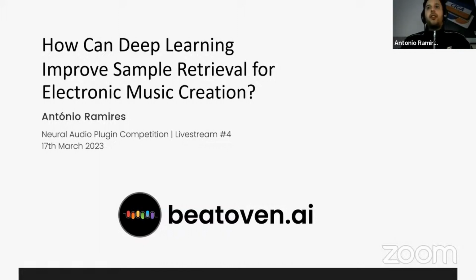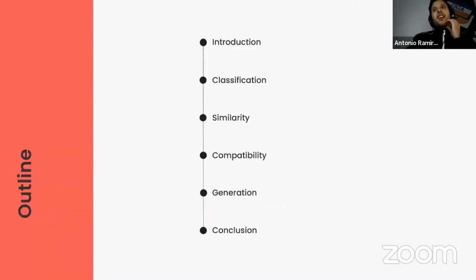And today I'm going to be talking about how deep learning can improve sample retrieval for electronic music creation. Because we just have 15 minutes of presentation time, I'll just be presenting a non-exhaustive overview of some of the deep learning algorithms that can be used for helping browse sample collections. And I'll be posting papers and references, so if any of the topics interests you, go ahead and check it.